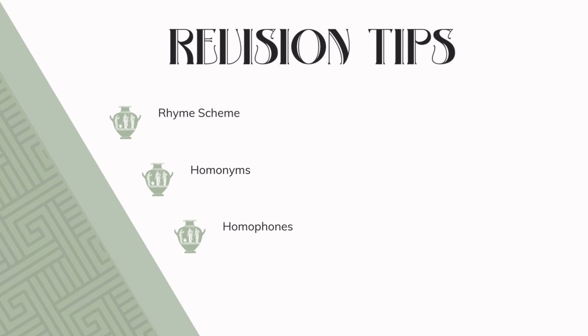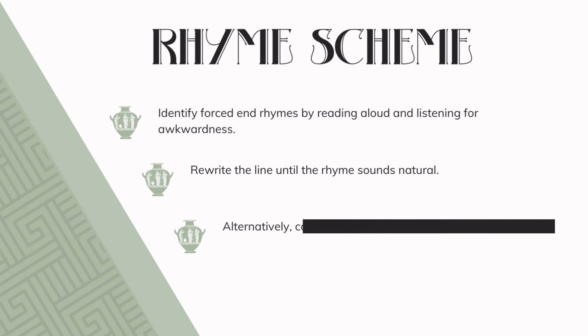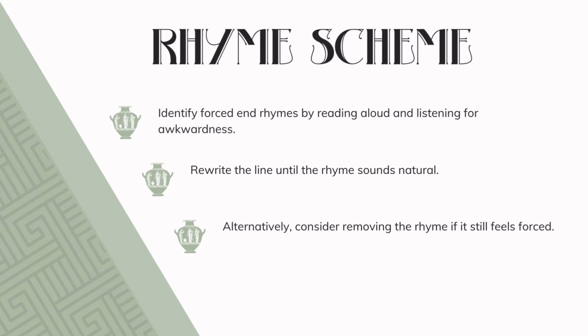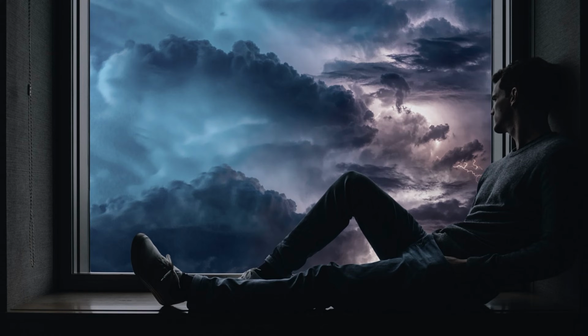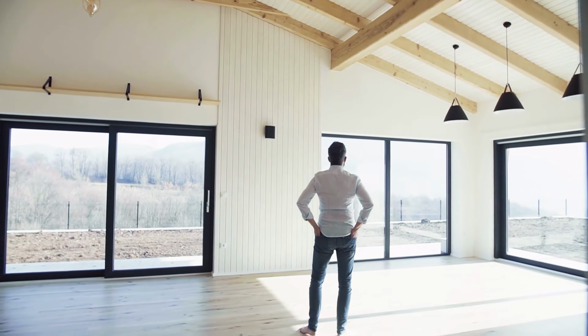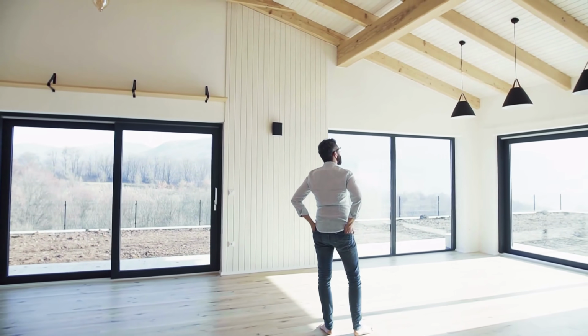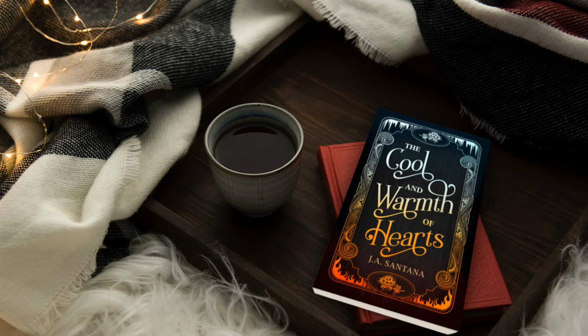homonyms, homophones, and tone. I want to point out both rhyme scheme and homonyms and homophones. In the former, the best way to determine if an end rhyme sounds forced is by reading out loud and listening for awkwardness in speech, then rewriting it until it sounds natural or removing it. As for the latter, homonyms or homophones, having a trusty dictionary and etymology source will help ensure you're using grammatically correct words. After several reading out loud sessions, I stepped back. I used to take time apart to come back and see new perspectives and apply any inspiration I discovered until I've reached the final free verse poem published in the book, The Cool and Warmth of Hearts.